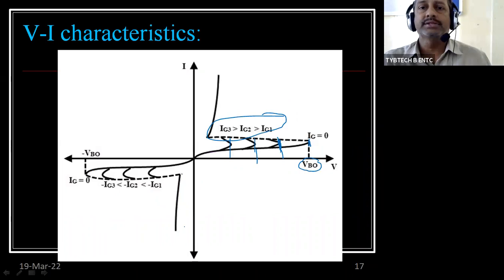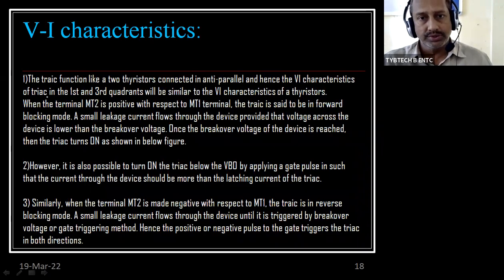If you had drawn the VI characteristics, this is what has been written in the working mode. That is the explanation for the VI characteristic. So it is working in the first and third quadrant. So MT2 will be positive or negative, and in that way it is going to work.